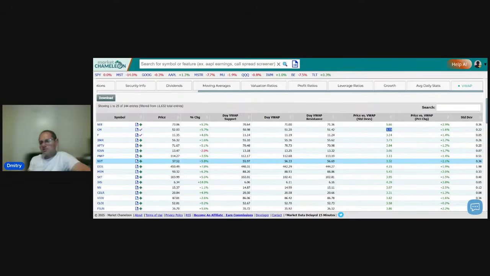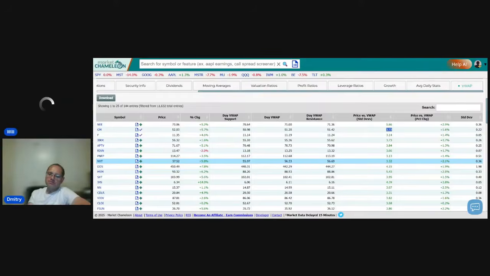I'm going to stop right there, Will, but I wanted to introduce that particular table, show what the different metrics mean, and how to use the filters.